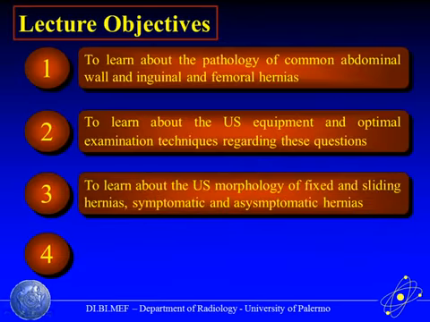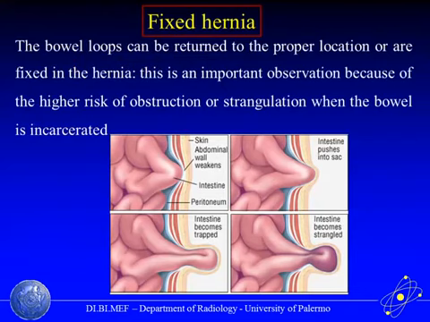So let's talk about the morphology of fixed and sliding hernias. When a bowel loop is herniated in a sac, the bowel loops can be returned to the proper location in the abdomen, but they can also be fixed in the hernia. This is an important observation because of the higher risk of obstruction or strangulation when the bowel is incarcerated. So when we perform our examination, we have to look if there are signs of incarceration, strangulation, as we will see in a few minutes.